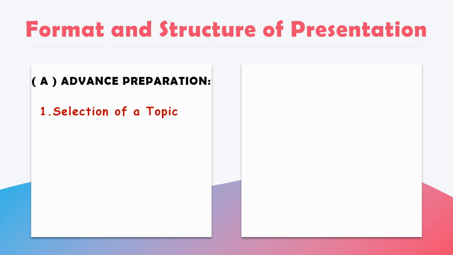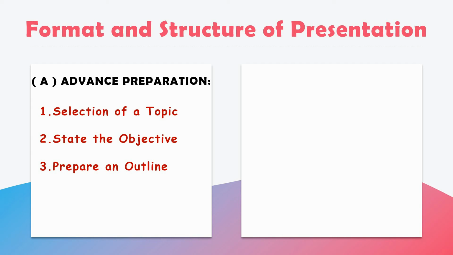In advanced preparation, first is selection of a topic. The first and most important consideration on the part of a speaker is the choice of the topic. The topic should be precise and of interest, so that audiences are interested in listening to what you are giving in the presentation. The second one is state the objective. The objective may be one or more, such as to inform, to persuade, to influence, or to entertain. So depending upon the objectives, one must plan the presentation.